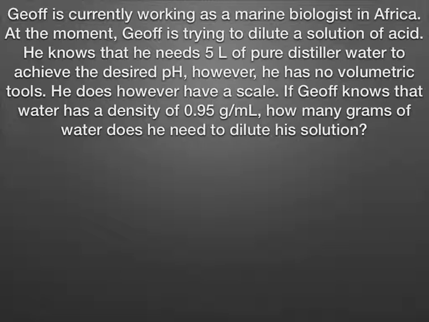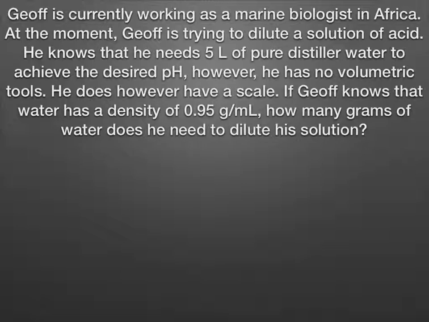At the moment, Jeff is trying to dilute a solution of acid. He knows he needs 5 liters of pure distilled water to achieve the desired pH. However, he has no volumetric tools. That means he has no graduated cylinders, he has no beakers, he has no Erlenmeyer flasks. He does, however, have a scale.